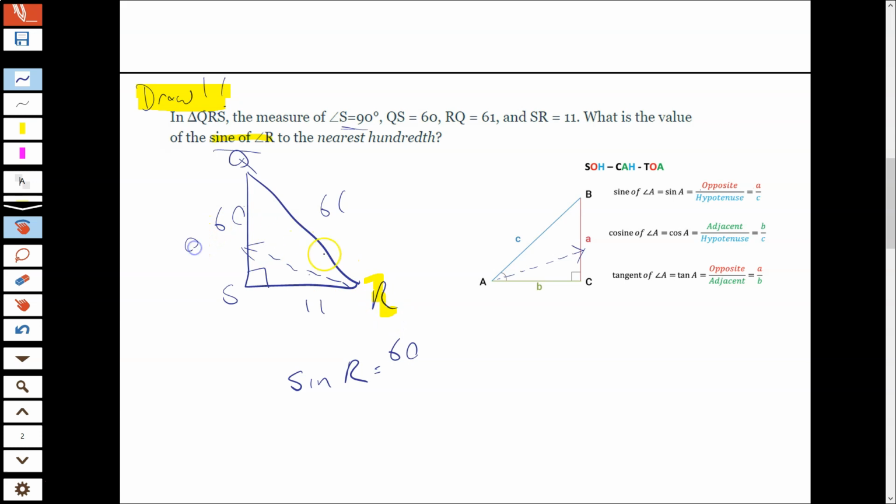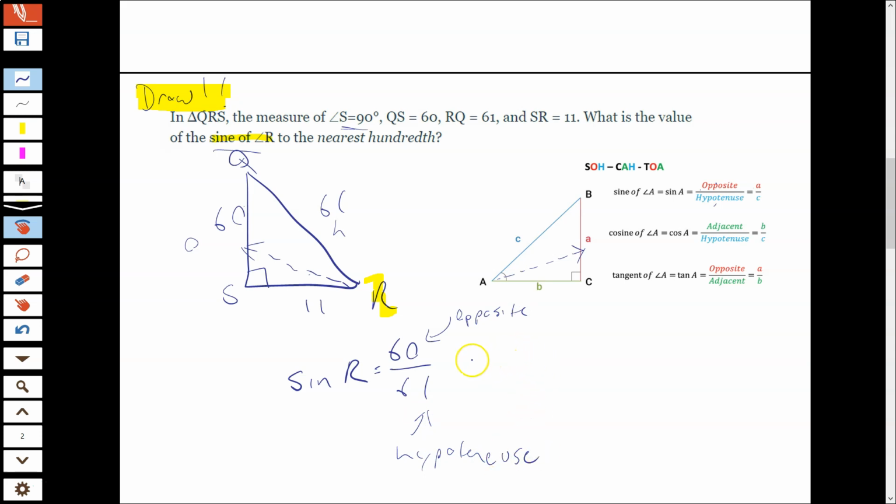Let's actually label that. So opposite, and then over, well, it's opposite over hypotenuse. Hypotenuse is the easy one because it's always the biggest side, so 60 over 61. Okay, so 60 is my opposite side. This is my hypotenuse.